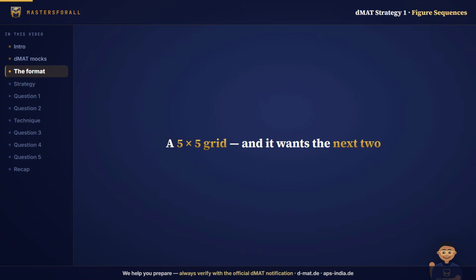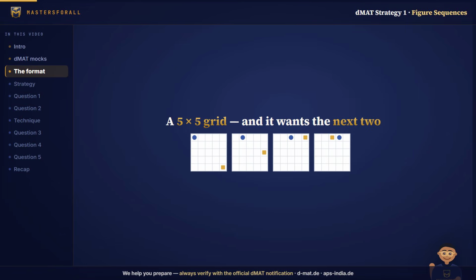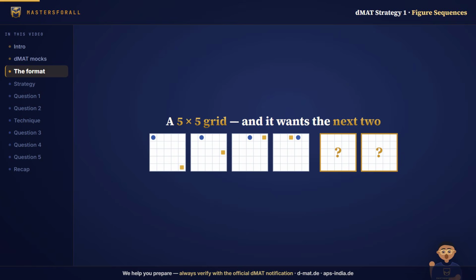Right, let's work. Before the first question, the shape of the task. Get this wrong and you lose time on question 1. The dMAT does not show you a row of icons, it shows you a grid, 5 by 5. 4 of them in sequence, and it asks you for the next 2. 2 answers, every single question, with a separate set of options for each one.